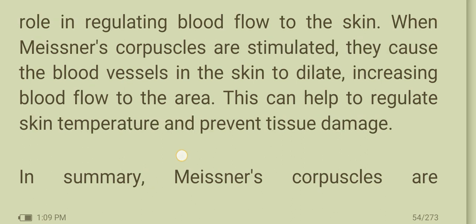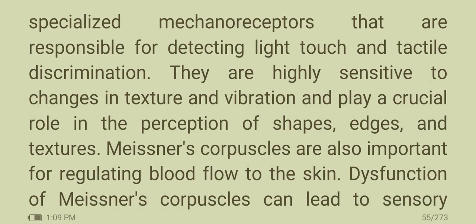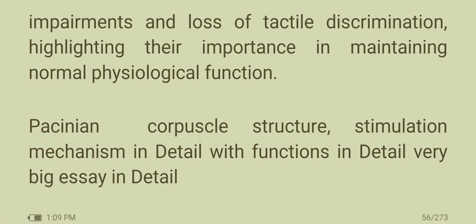So in summary, Meissner's corpuscles are specialized mechanoreceptors that are responsible for detecting light touch and tactile discrimination. They are highly sensitive to changes in texture and vibration and play a crucial role in the perception of shapes, edges, and textures. Meissner's corpuscle is also important for regulating blood flow to the skin. Dysfunction of Meissner's corpuscle can lead to sensory impairment and loss of tactile discrimination, highlighting their importance in maintaining normal physiological function.